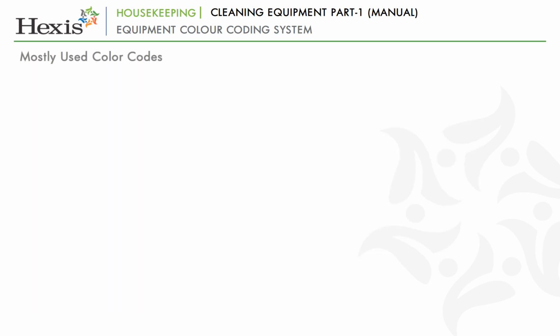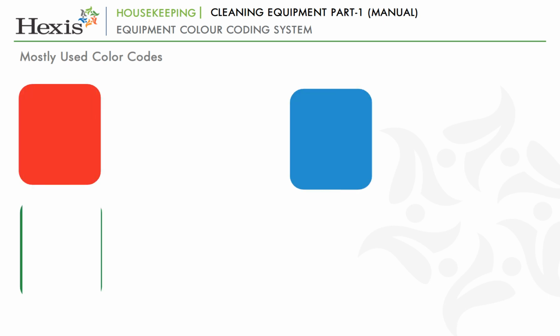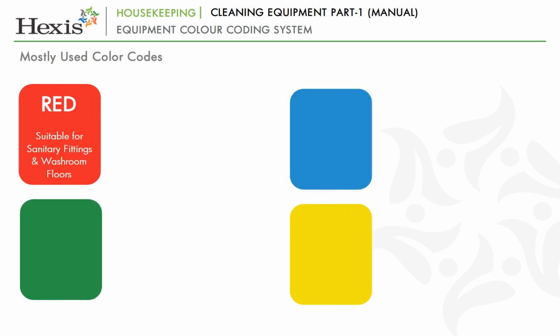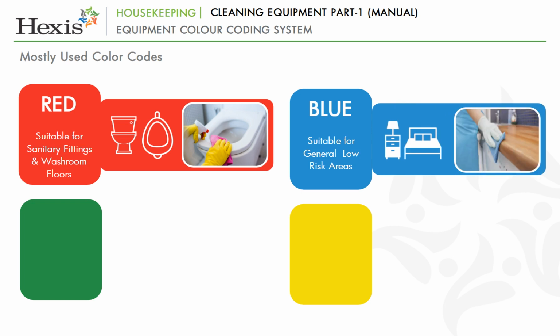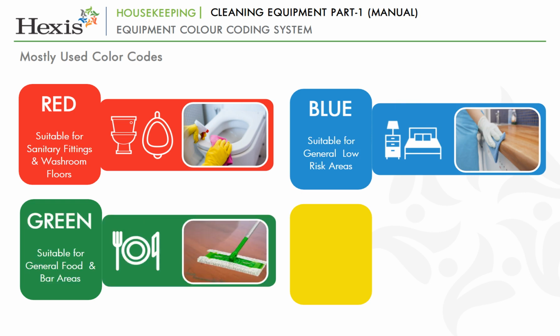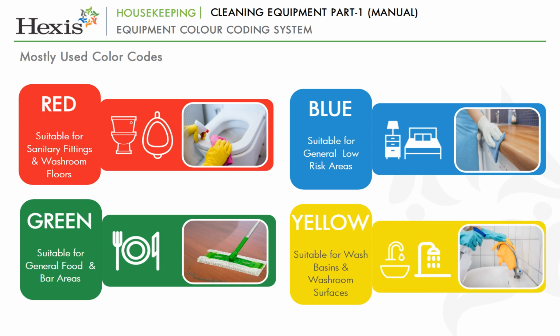Now let's look at the various color codes that are used in different areas. Majorly, color coding is defined by 4 colors, that is red, blue, green and yellow. Red is for high-risk areas, suitable for sanitary fittings and washroom floors. Blue is for general low-risk areas, suitable for rooms, receptions, lobby, corridors. Green is for food areas, suitable for food and bar areas, restaurants, kitchen, cafes, etc. Yellow is for medium risk areas, suitable for wash basins and washroom surfaces, tubs, sinks.